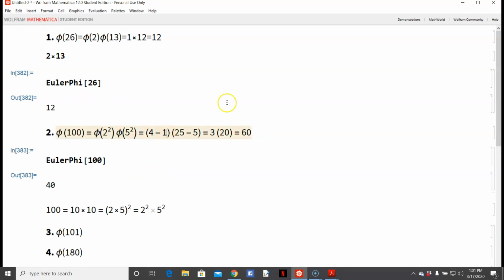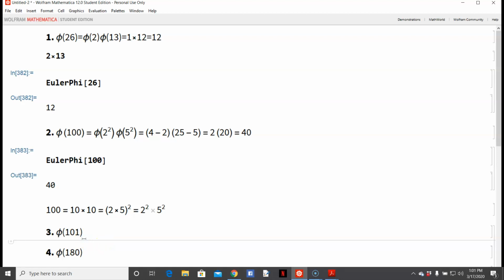Oh, sorry, that shouldn't be 4 minus 1, that should be 4 minus 2. All right, so if I do that, I get 2 times 20, which is 40. I had a feeling 60 didn't look right. Okay, sorry for that. So that should be 4 minus 2, 2 squared minus 2 to the first.